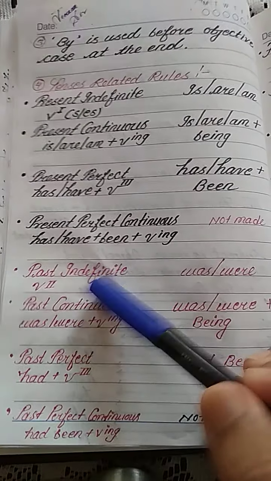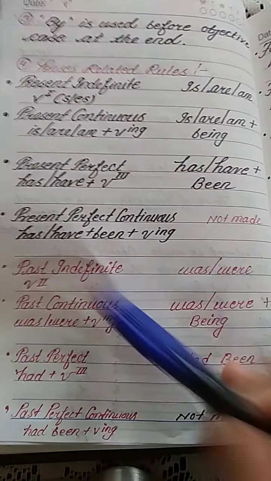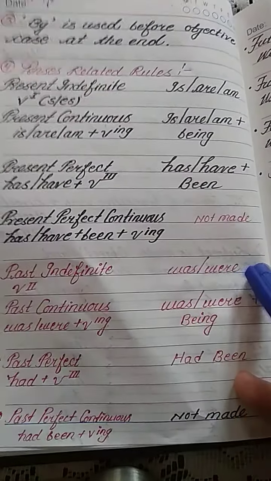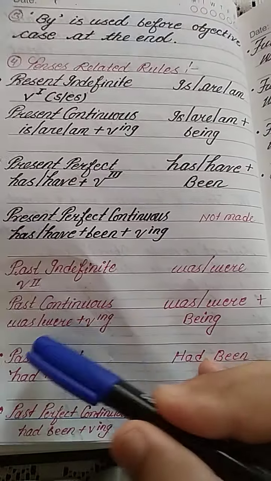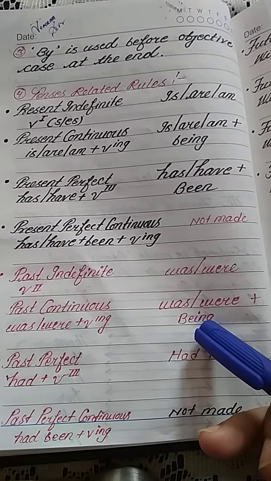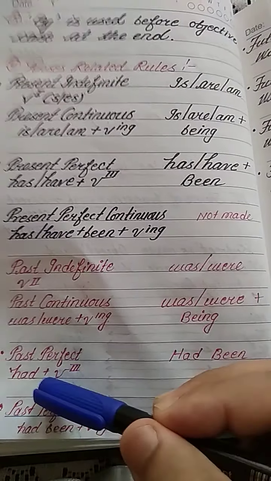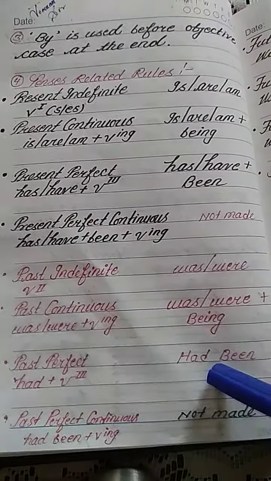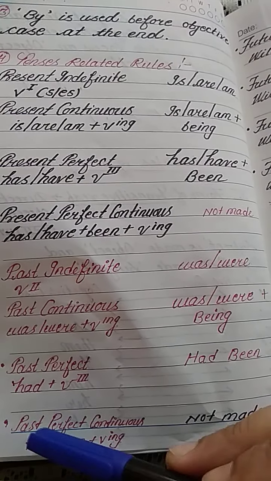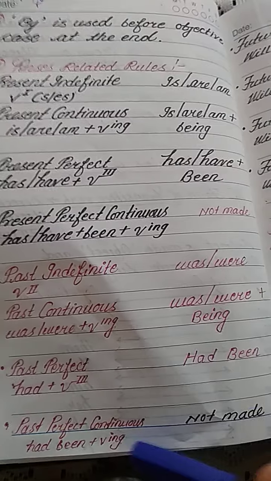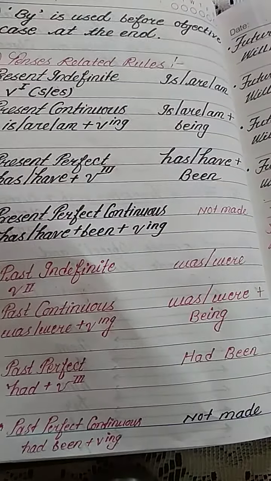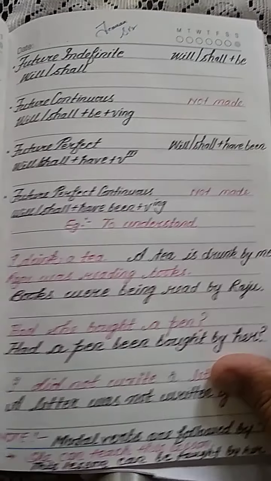Past indefinite tense: if the sentence has the second form, it is changed in passive voice to was or were, then the third form. Past continuous, was or were plus verb ing, becomes was or were with being. Past perfect, had plus third form, in passive voice will be had been plus third form. Past perfect continuous, had been plus verb ing: there is no change, it is not made into passive voice at all.